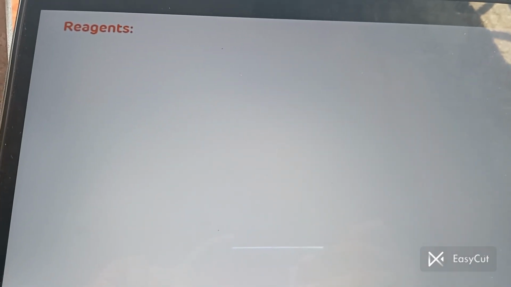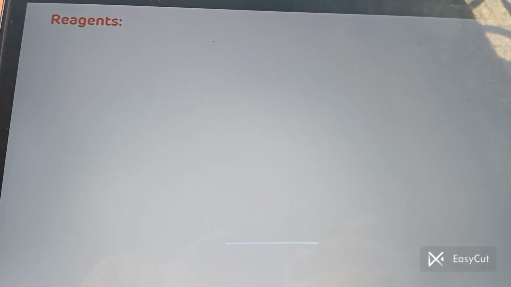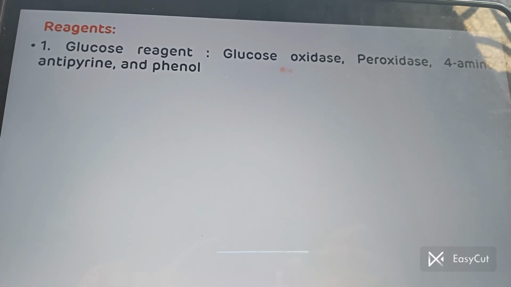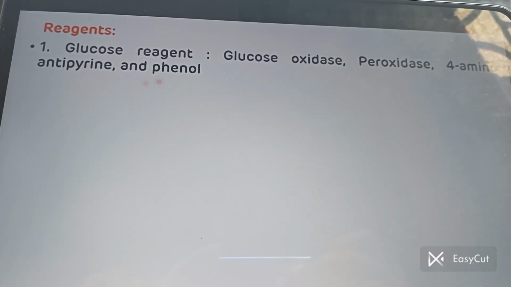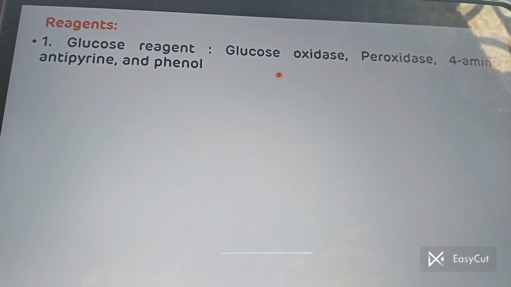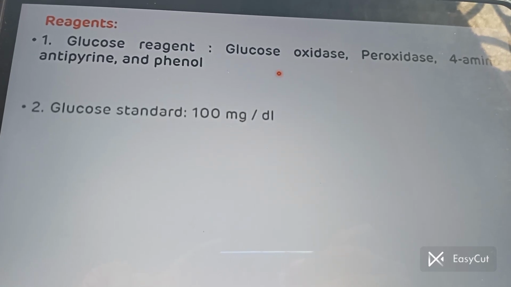Now reagents required for the glucose estimation by GOD-POD method. So the first one is the glucose reagent. The glucose reagent consists of glucose oxidase, peroxidase, 4-amino antipyrine, and phenol. Along with the glucose reagent, we also require glucose standard, and the value of the glucose standard is known, which is 100 milligram per deciliter.